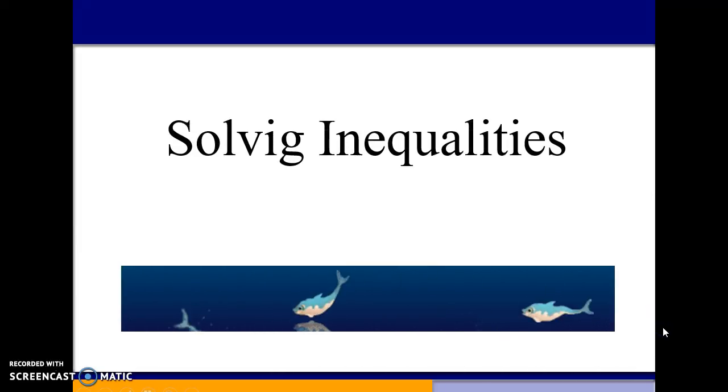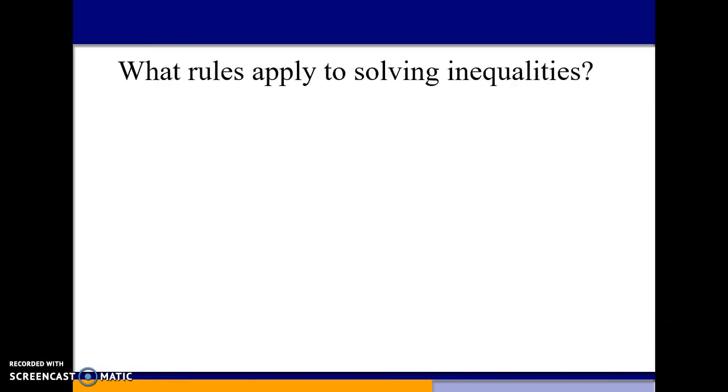Today we are going to talk about solving inequalities. And before we do that, we need to look at the rules. Do the same rules apply to solving inequalities as those to solving equations? So let's look at this example.